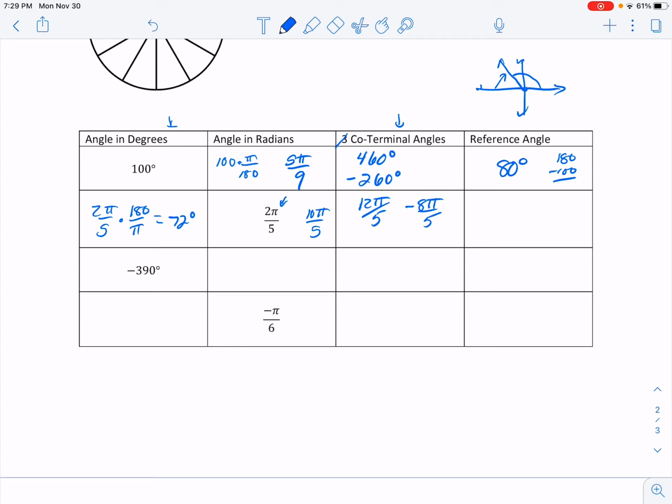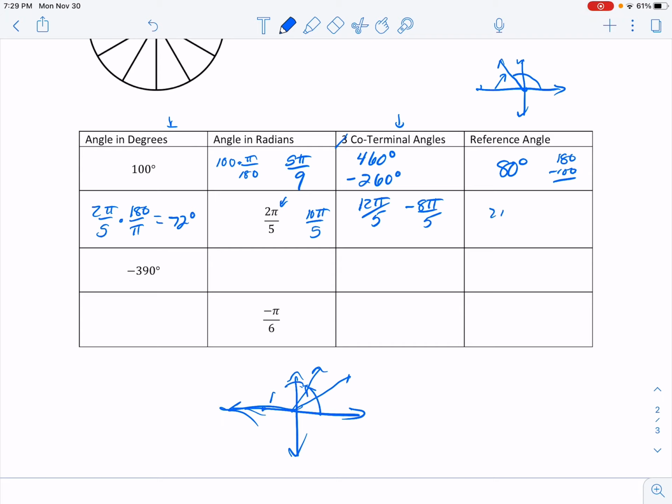The reference angle, okay, think about it. 2/5 of a pi. So here's 1/5, 2/5, 3, 4, 5. Okay, so it's right here. It's going to be 2 pi over 5.